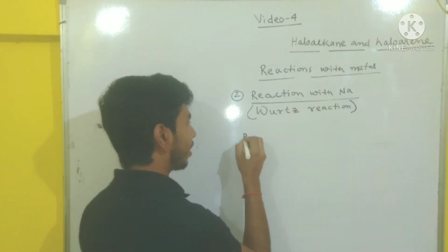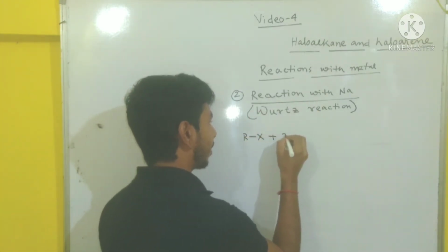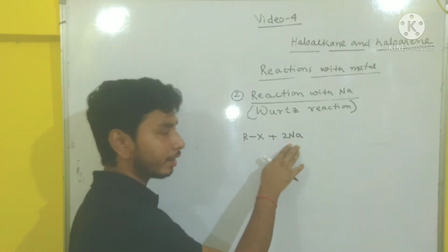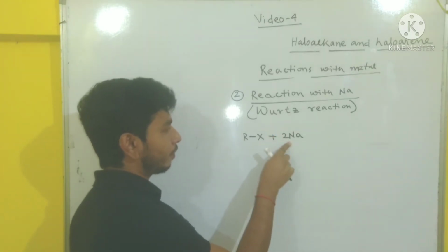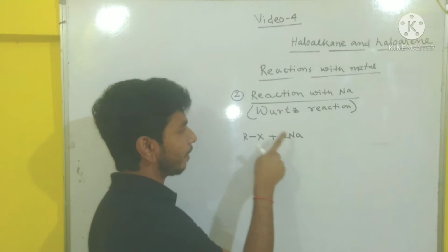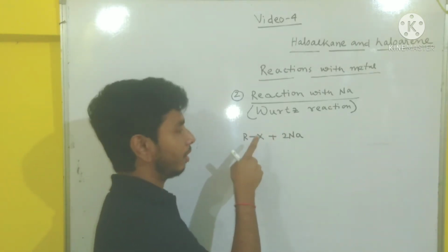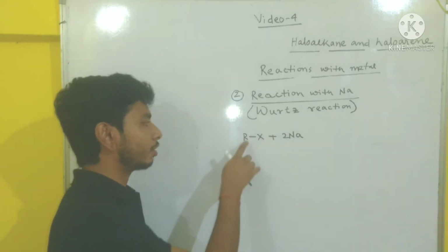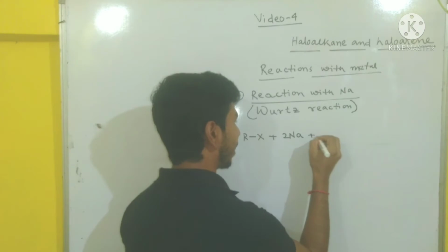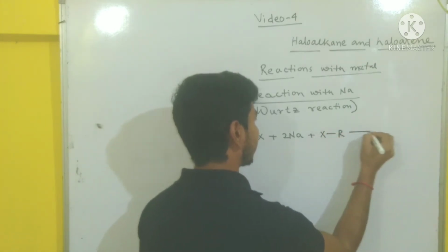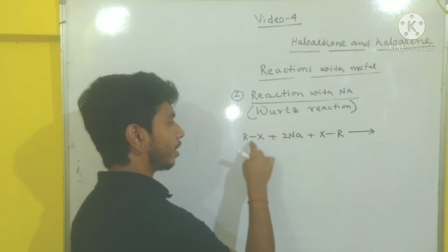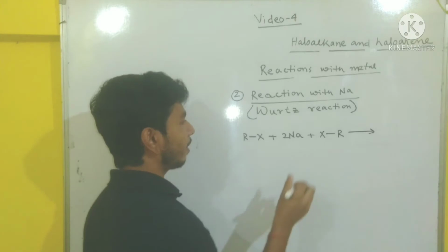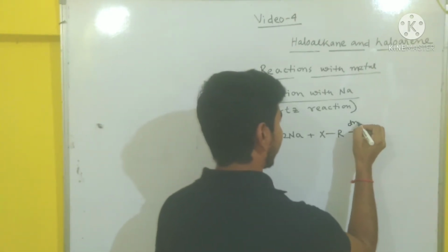So alkyl halide RX upon treatment with sodium, that is Na, so here 2 moles of sodium is required. In this reaction we require 2 moles of sodium and 2 moles of alkyl halide. Alkyl halide is required 2 equivalent, sodium is also required 2 equivalent. So here is 1 equivalent of alkyl halide, RX, plus RX, so there are 2 equivalent of alkyl halide and 2 equivalent of metallic sodium in presence of dry ether.